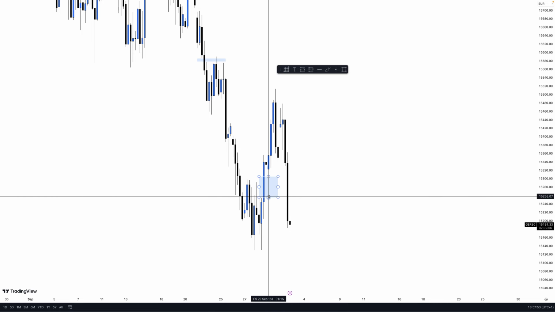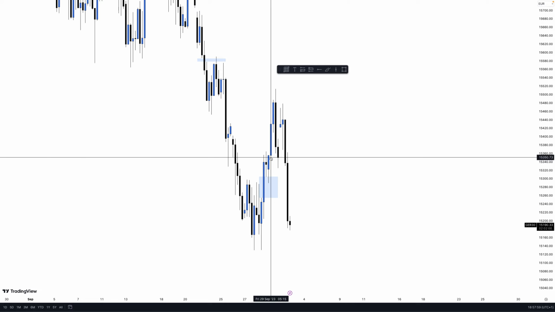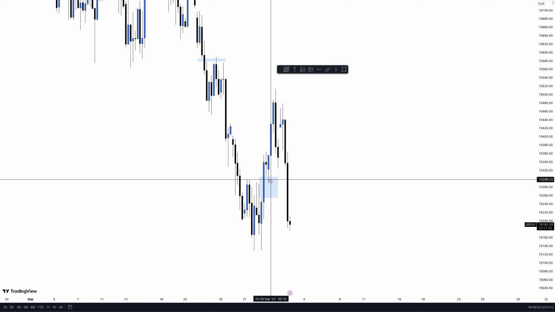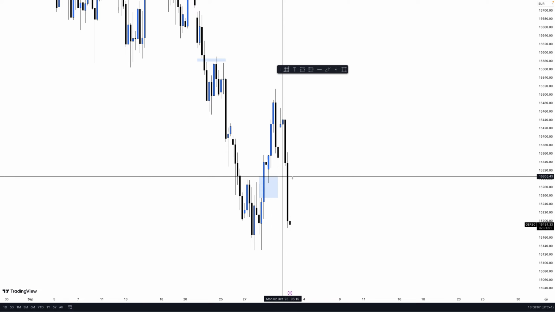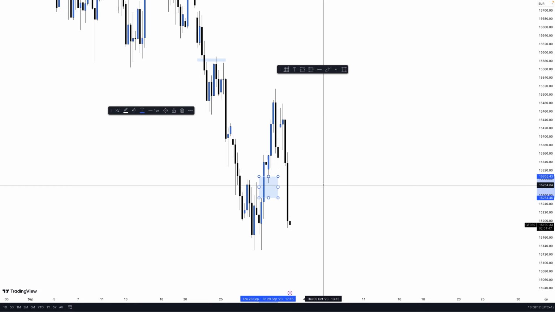Obviously, once you become more experienced, you can start entering off certain reactions instead of just waiting for the candle close. The candle close makes you a lot safer, but the reaction is more risky. But as you gain market intuition, you'll get a hang of it, based off my experience anyways.